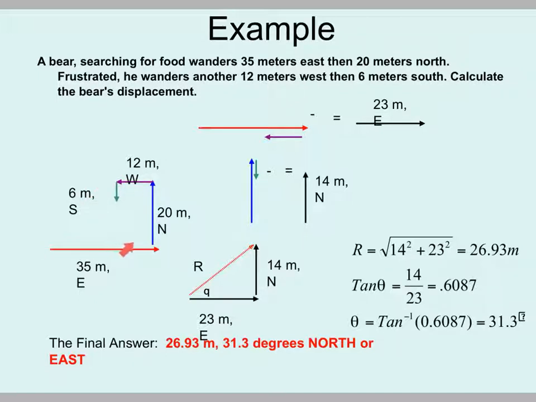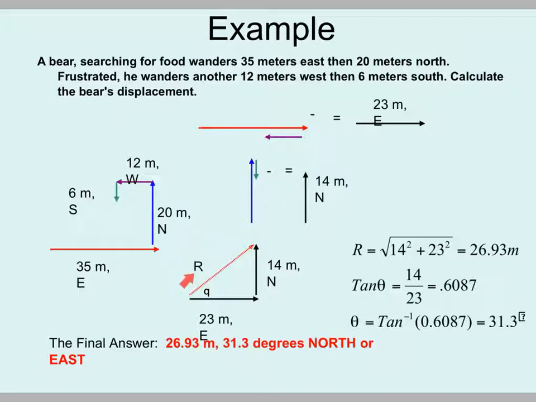He went 35 meters east and 12 meters west. And if we draw this right here and we do our subtraction, 35 minus 12, we get that the bear moved 23 meters east. Again, the bear went 20 meters north and then 6 meters south. We represent this here. And so if we do our subtraction, 20 minus 6, we get 14 meters north. Now that we have these components, let's go ahead and draw out our triangle so that he went 23 meters east, 14 meters north. We connect this right here. Here we have our resultant, which is our hypotenuse.